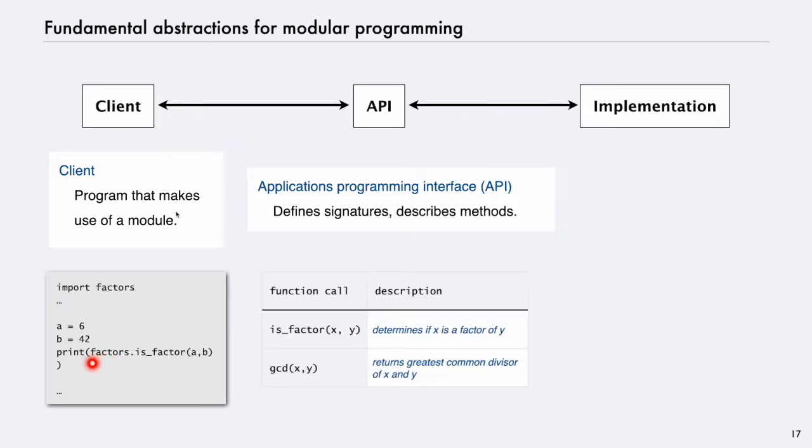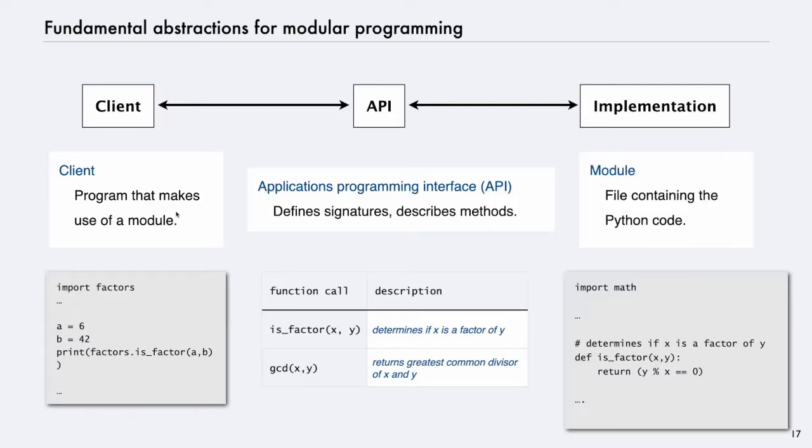When we import factors, we have to call our functions that are in our module by calling the module name and then the function name. That's kind of important. Some people will get that wrong. And the implementation is simply the code that's written that has Python code. Important to note that modules don't always have to be written in the same language that they're used in. And that's the whole beauty of abstractions for modular programming.